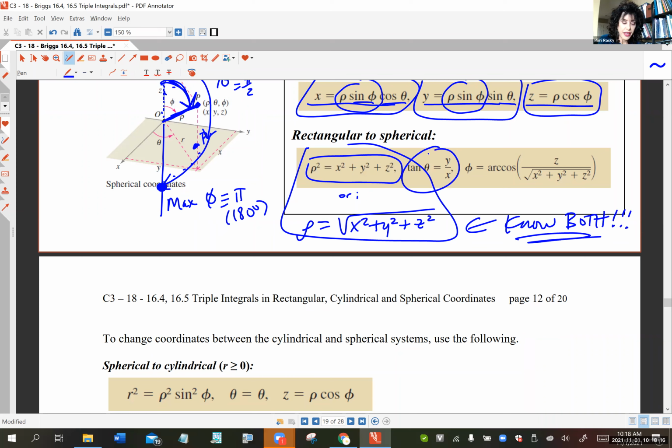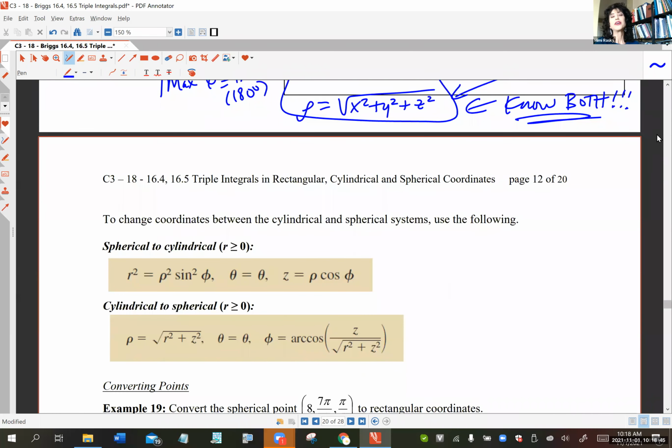And then your tan theta is y over x, same as polar, and then the same as cylindrical coordinates. And then phi is rather annoying here. It's arc cos, the quotient z divided by the square root of x squared plus y squared plus z squared. And notice this square root of x squared plus y squared plus z squared is the same as rho.